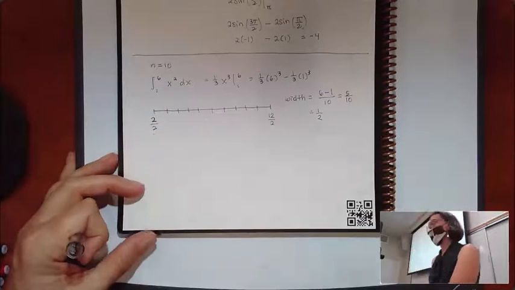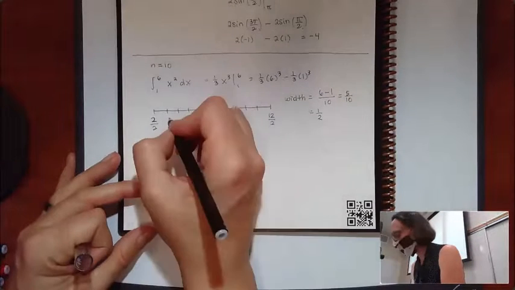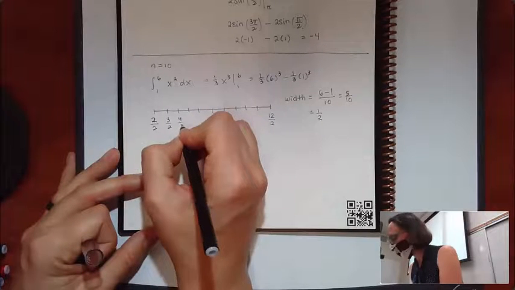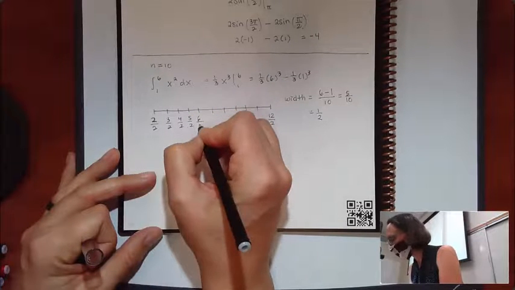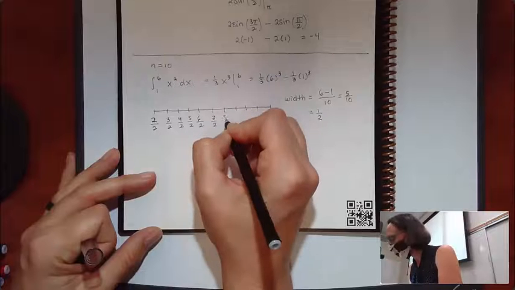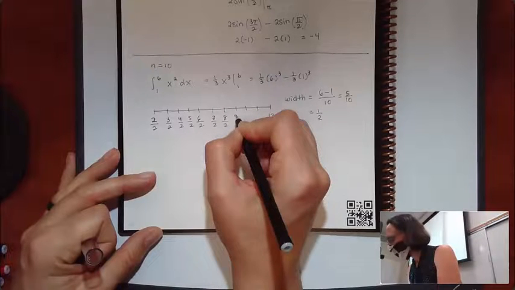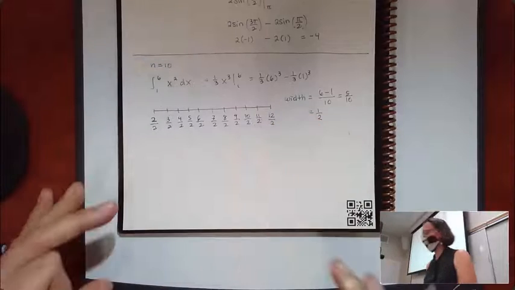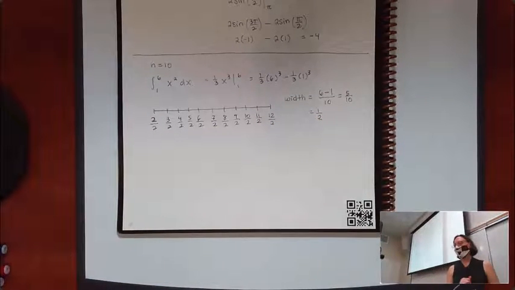Because now I could just count over. So 2 over 2, I'm moving by 1/2. So 3 over 2, 4 over 2, 5 over 2, 6 over 2, 7 over 2. Let's see if I counted right. 8 over 2, 9 over 2, 10 over 2, 11 over 2. Sweet, I counted right. We got back to where we started.